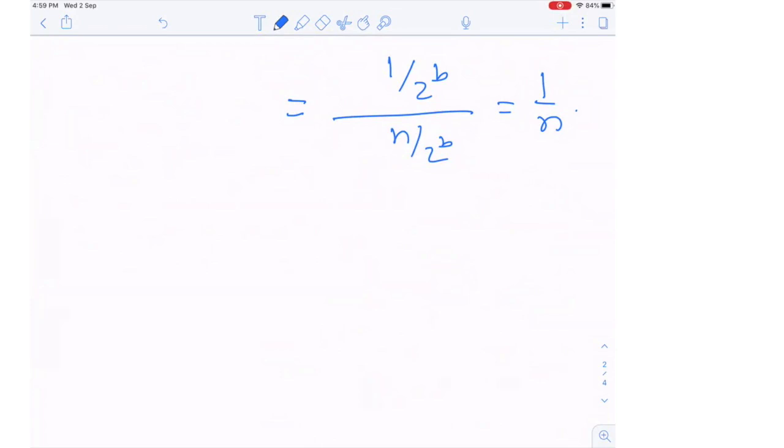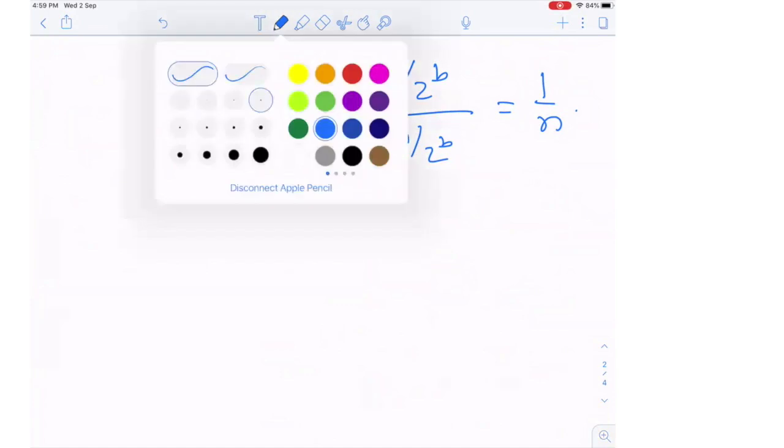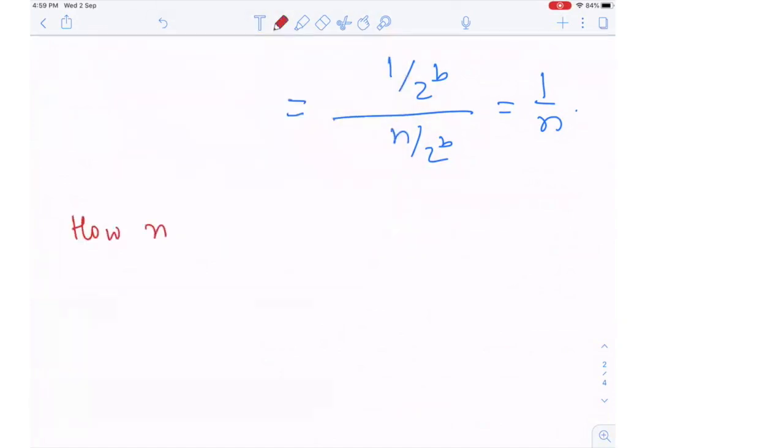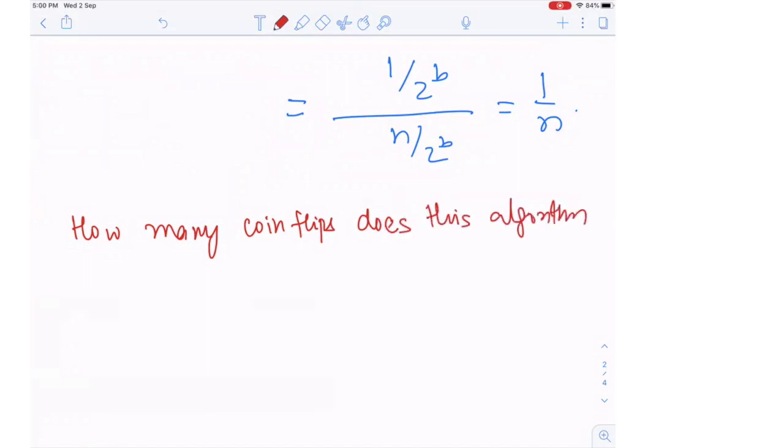But let's ask ourselves a question: how many coin flips does this algorithm do? You get my question? Look, this algorithm is not like our previous one. When n was equal to 2 power b, we knew that what we did is b coin tosses.